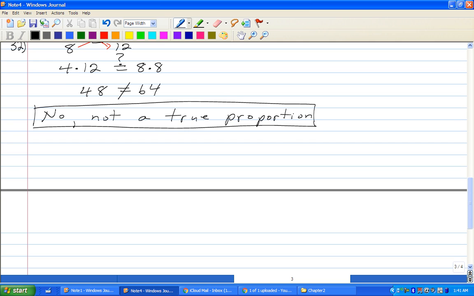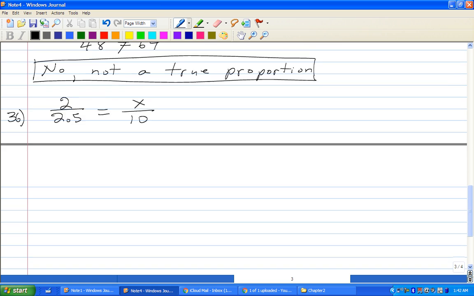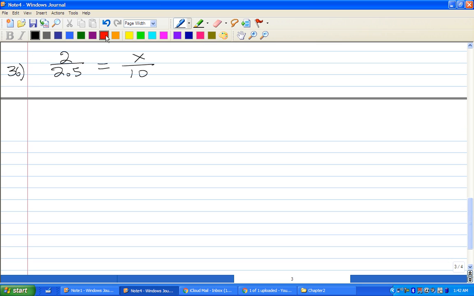Let me do problem number 36. 2 over 2.5 equal to x over 10. In exercises 33 through 55, find the value of the unknown from the given proportion. So in this case, we're assuming that this is a true proportion. And I want to find the value of x, which will make this a true proportion.